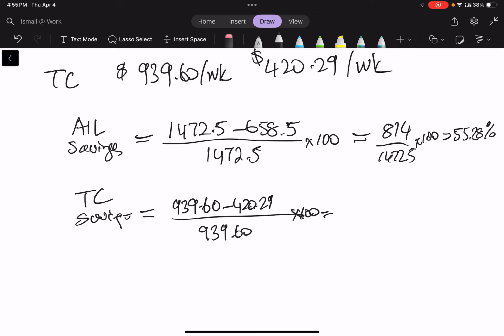And if I do the math, all right, that is 55.27%, very close, but it is not the same. So by consolidating into a smaller number of locations, we were able to reduce our AIL, average inventory level in the system, and then also we saved in terms of money.